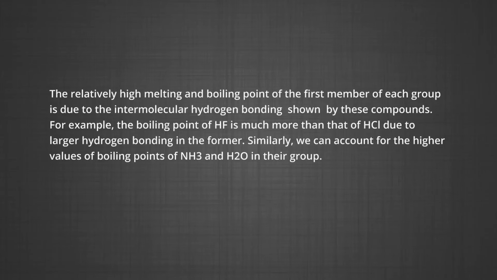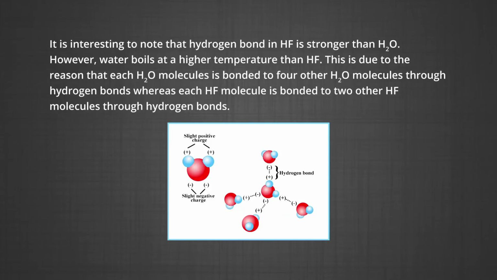and boiling points. The relatively high melting and boiling point of the first member of each group is due to the intermolecular hydrogen bonding shown by these compounds. For example, the boiling point of hydrogen fluoride is much more than that of hydrogen chloride due to larger hydrogen bonding in the former. Similarly, we can account for the higher values of the boiling point of ammonia and water in their group. It is interesting to note that hydrogen bond in hydrogen fluoride is stronger than water.